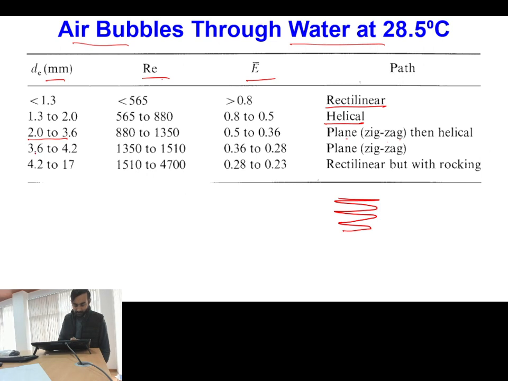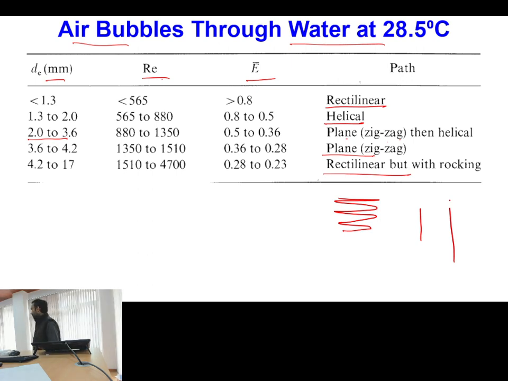And then in this particular range you will have simply plane zigzag, and then you will have rectilinear with rocking. Rectilinear with rocking means it will move in a straight line, but along the straight line it can have jerk and oscillation in the vertical direction. So these are the different motions which you can experience in the experimental conditions, and how these motions affect the wave formation, we will discuss in the subsequent lecture.